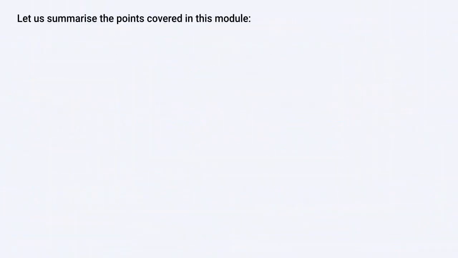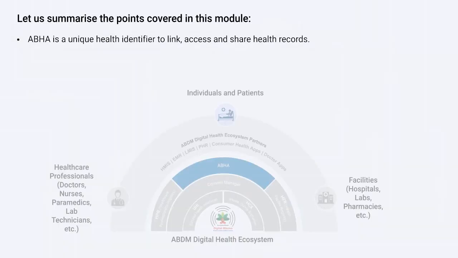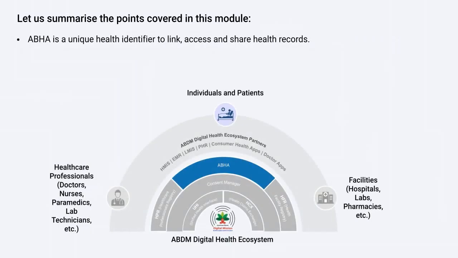Let us summarize the points covered in this module. ABHA is a unique health identifier to link, access, and share health records. It is easy to generate ABHA and start availing the benefits of ABDM.